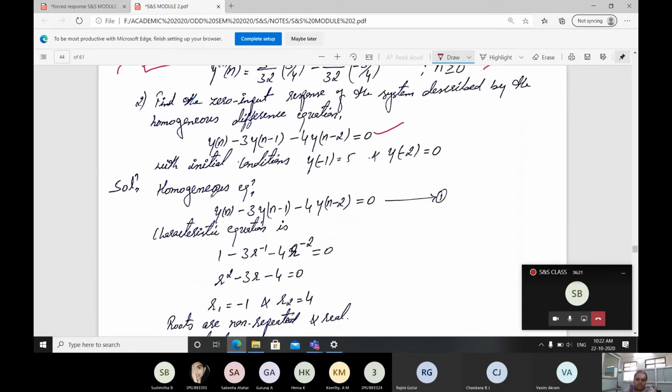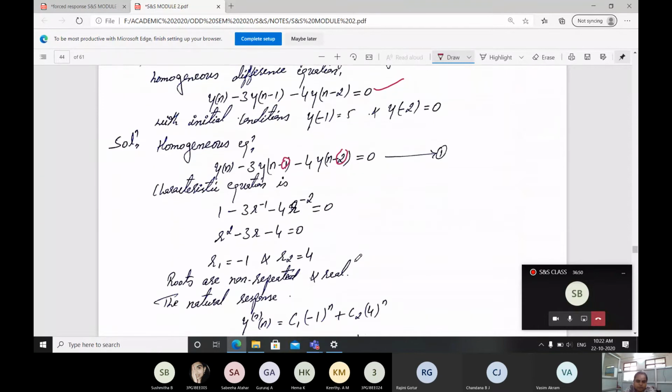Solution: the homogeneous equation is directly given. You write that down. Then write the characteristic equation. Y of n is 1, minus 3, y of n minus 1 means the power you have to take for r is minus 1. If it is plus 1, then it will be plus 1 only. Minus 4 r to the minus 2, because here it is n minus 2. That is equal to 0.